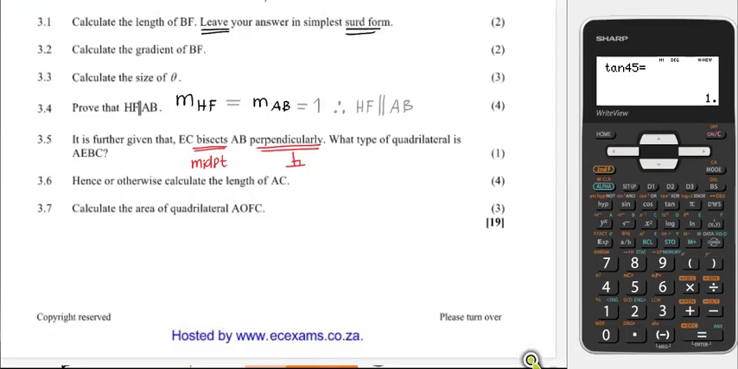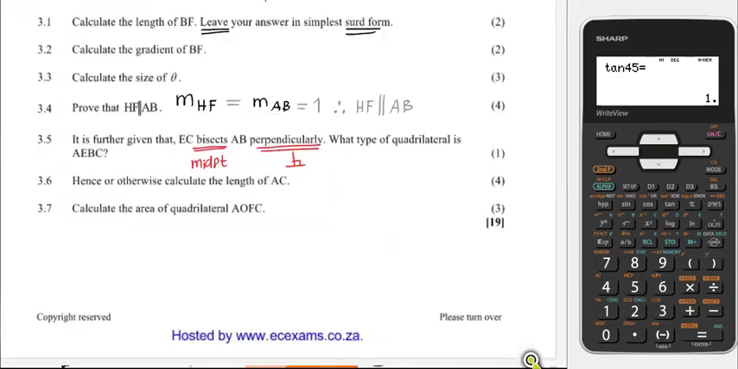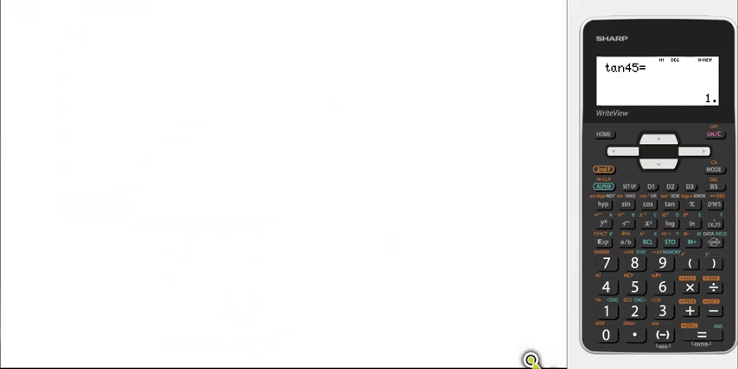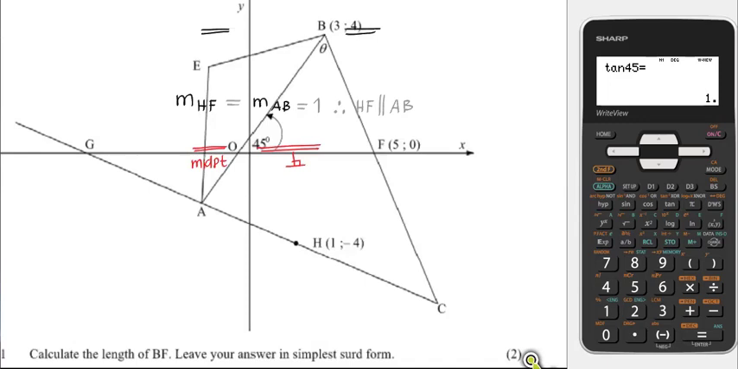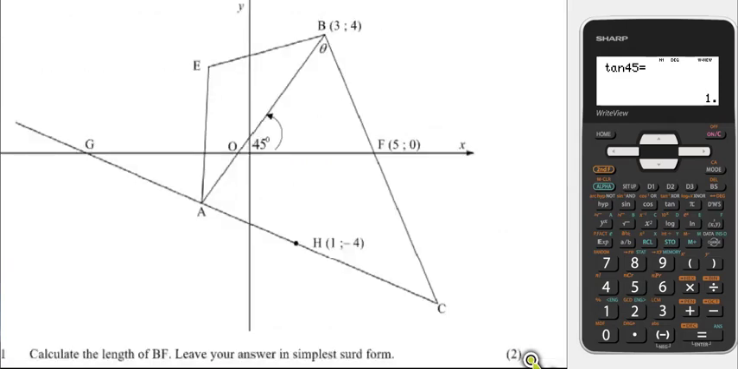Then the next one, I just want to copy this and put it as clean as possible so that you can see what they're looking for. All right, there we go. They say AOFC, they want the area. So A, and then O, and then F, and then C. So I've got that.